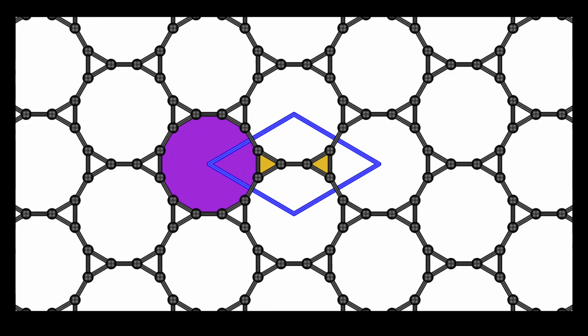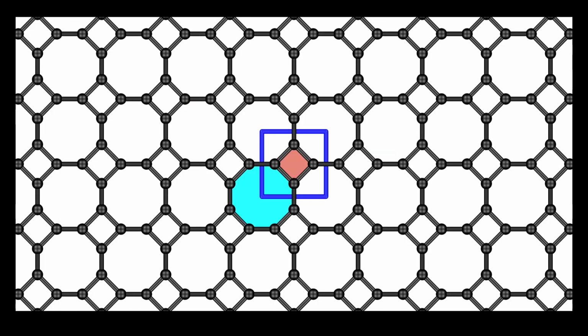If we look at this interesting one, we see that we have triangles, but we also have this very large structure here, which is 12 atoms. So 12 atoms and 2 triangles. The average is indeed 6. If we look at this one, we have a square and octagon, so the average is indeed 6.